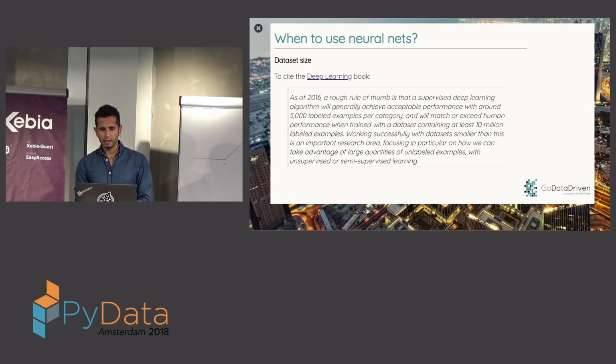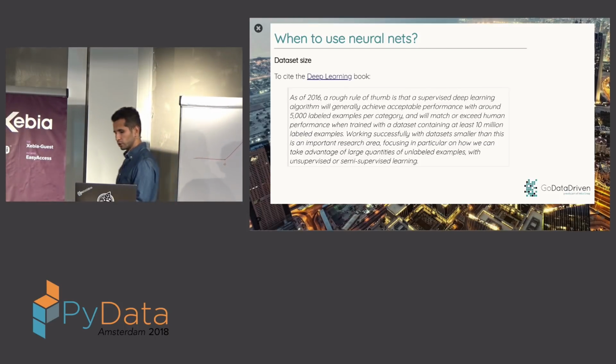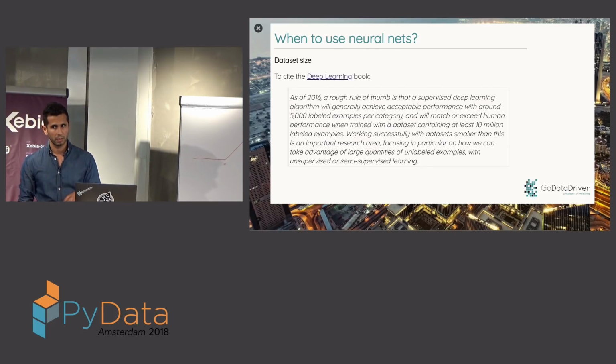To really get to human performance, we're talking about millions. Now, this is true if you start from scratch. This is not true if you use transfer learning. We're going to go into what that is a bit later.